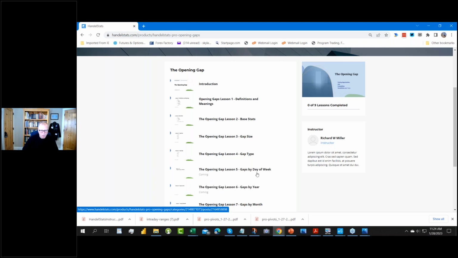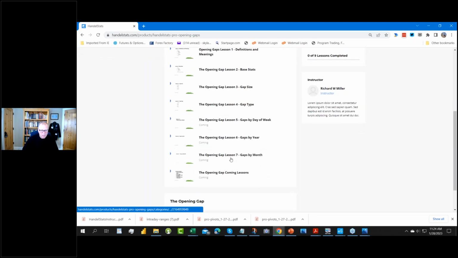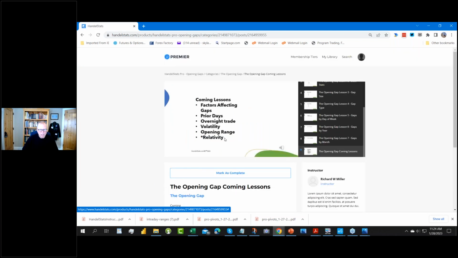Gaps by days of the week will probably be in by Monday, Tuesday next week, and gaps by month by the end of the week. Because I have all the stats already done, but I have to update them for the couple of months that I don't have in yet. And then the later gap lessons will be other factors affecting gaps like prior days, overnight trade, volatility levels, and looking at the opening range after the gap.